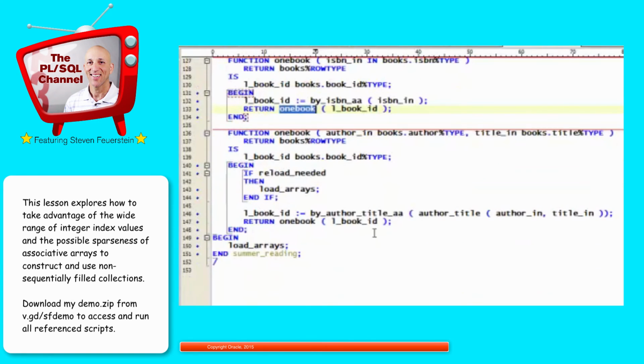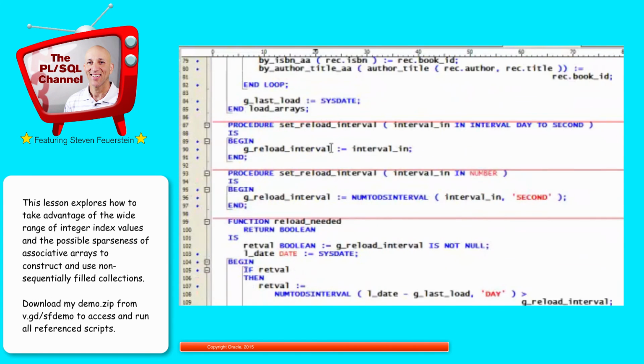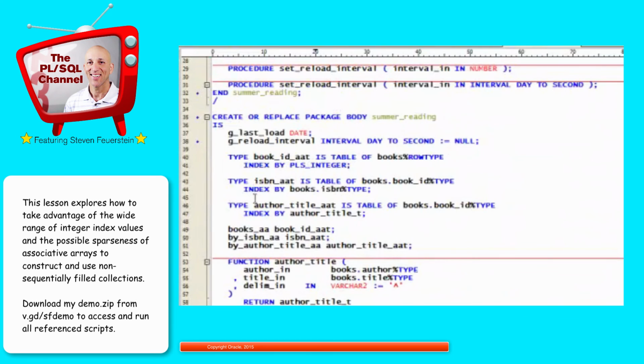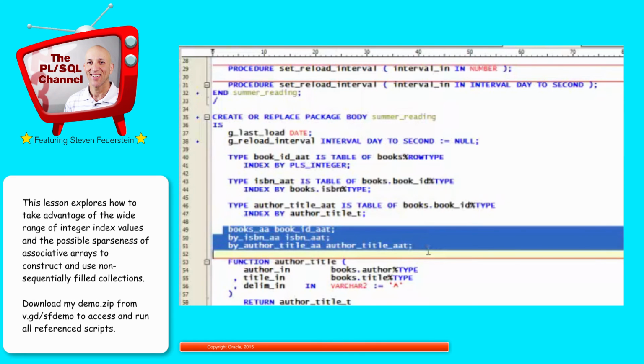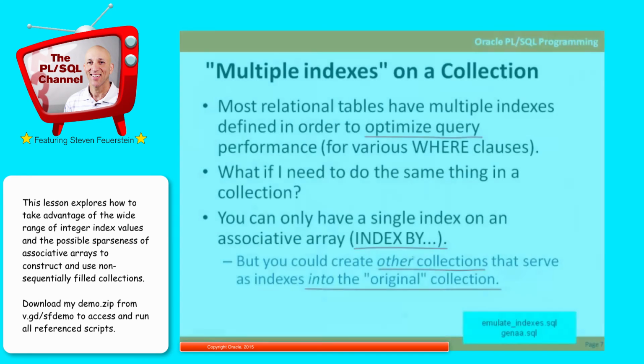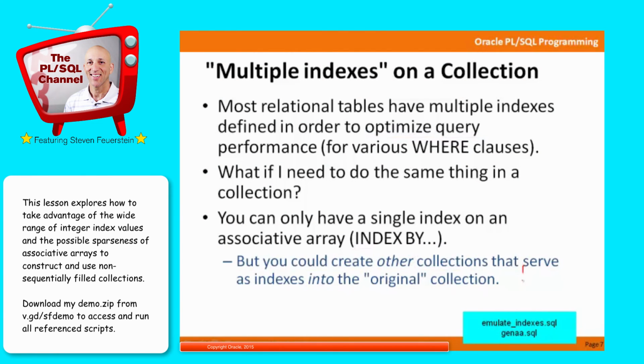Same thing with author title. Go to the by author title collection, look up the book ID, the primary key, by the author title combination, and then use that to retrieve the full record. So hopefully you can see that what I've done is create two other collections. I've created two other collections that emulate the unique indexes on my relational table, allowing me to look up information very, very quickly, either by primary key or by unique index value, out of my collections rather than out of the relational table. So that's the general idea, and that's one example of it.